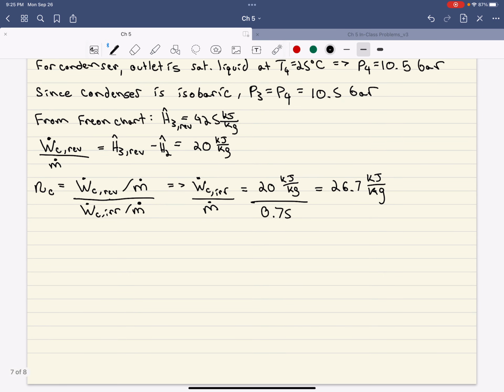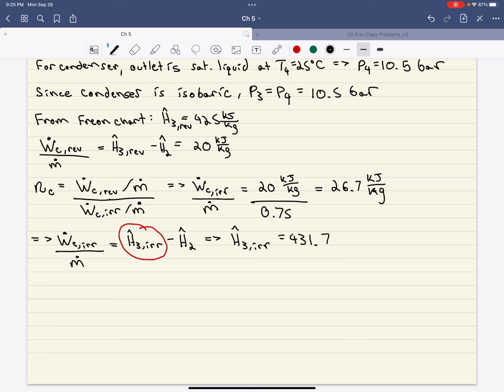Now that we know that value, we could go back to our energy balance and rewrite it in terms of the irreversible enthalpy. Okay. All right, and at this point, the only unknown we have is this. So we could solve for H3 irreversible. And when we do, we get that it's slightly higher than it is for the reversible case. So it's about 431.7.